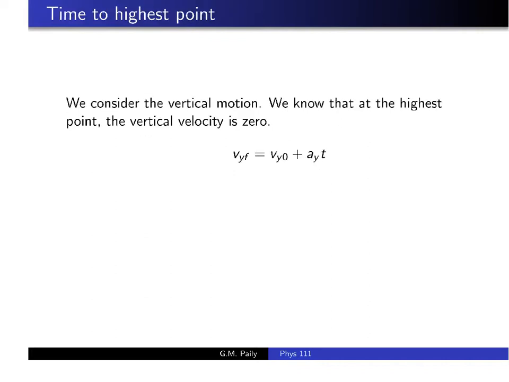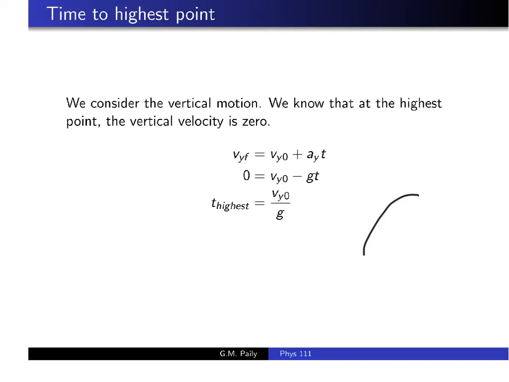What about the time it takes to get to the highest point? Well, again, we know that the final velocity is 0. We know that ay is minus g, and we solve for t. So the time it takes to get to the highest point is Vy naught over g. This corresponds to half of the flight, assuming that the launch and land heights are the same.